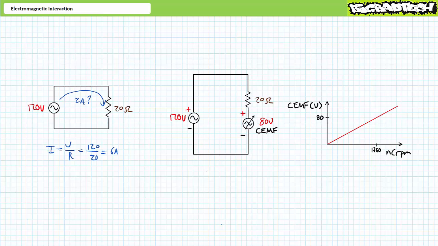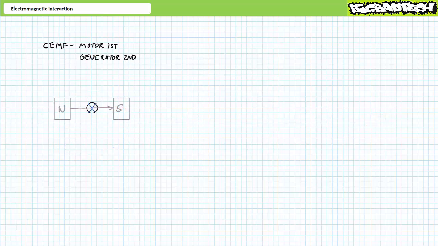You know that CEMF is a variable quantity dependent upon speed of the motor. At rest or 0 RPM, CEMF is 0 volts, and the source experiences no opposition, thus explaining inrush, a sudden surge of current when a motor is initially started. Whereas at the rated speed, let's say 1750 RPM, the CEMF rises to 80 volts, and the motor draws only 2 amps. The easiest way to explain CEMF is this: motor first, generator second.